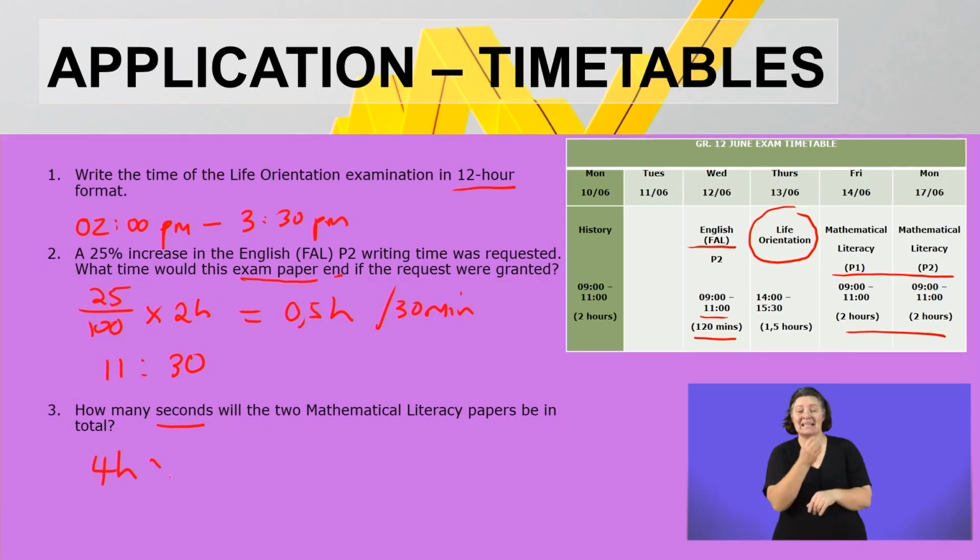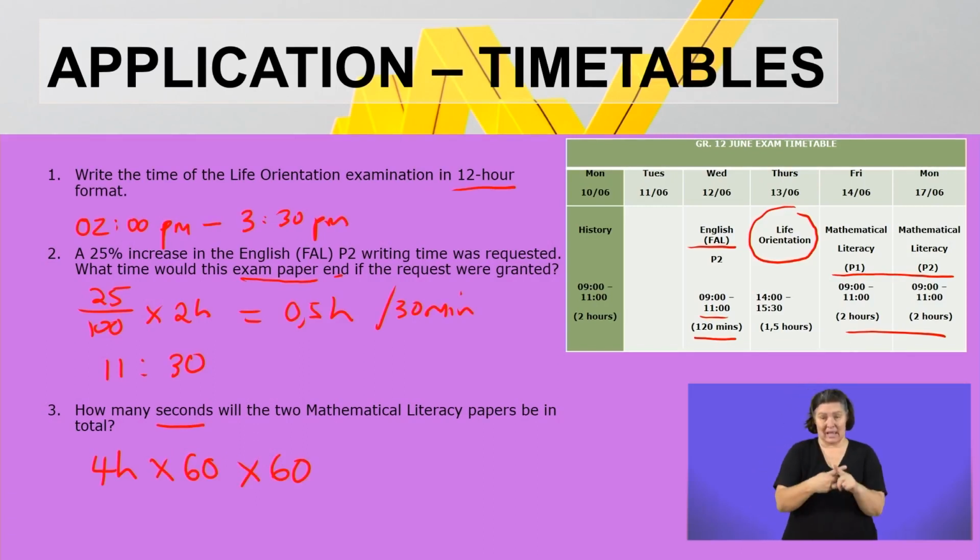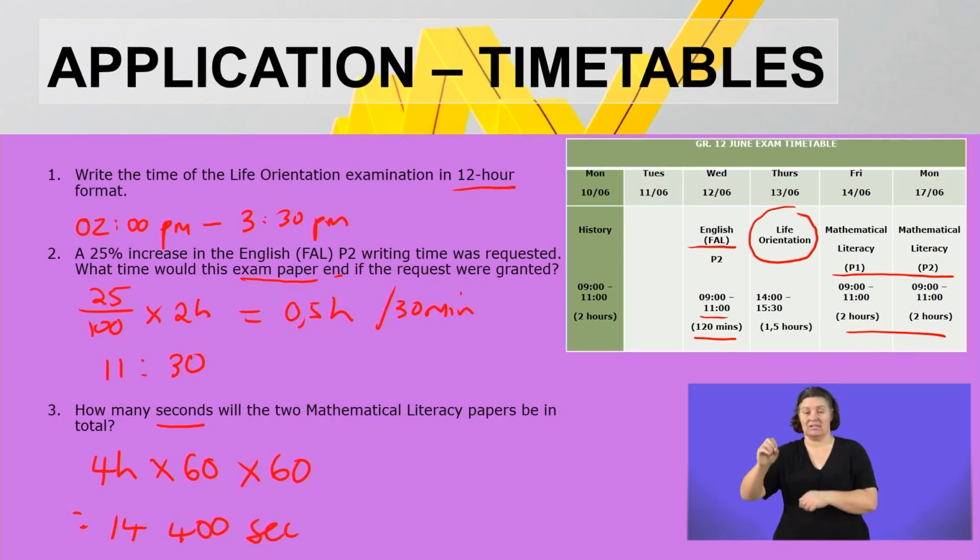So first I'm going to go from hours to minutes, and then from minutes into seconds. And remember our conversion factor there is 60. So I'll say 4 multiplied by 60, and that will give us equals 14,400 seconds. Okay, I hope that makes sense.